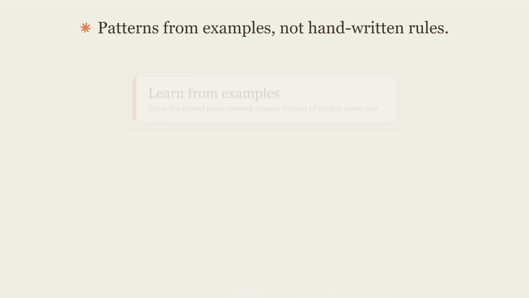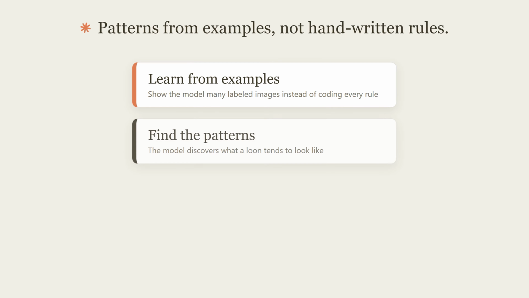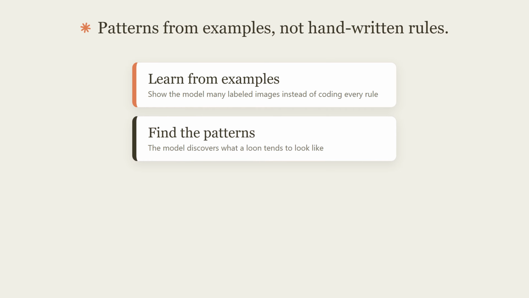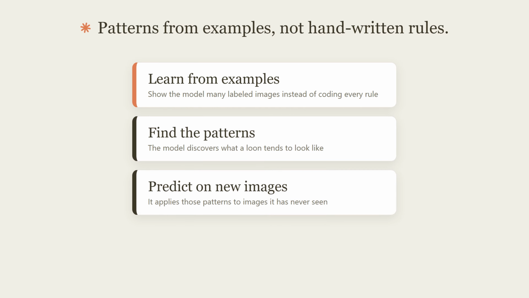It is a way of teaching computers to recognize patterns from examples, instead of programming every rule by hand. Rather than writing rules for what a loon looks like, we give a model many loon images. It learns the patterns, and then uses them to make predictions on new images.